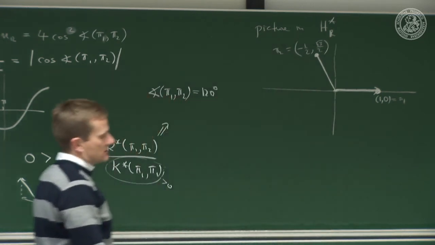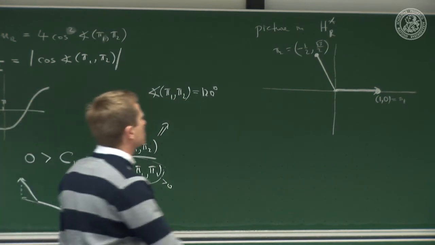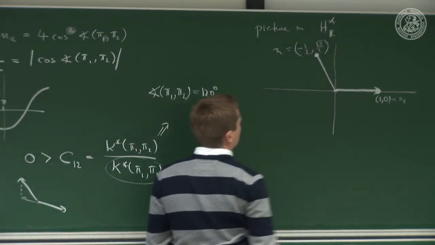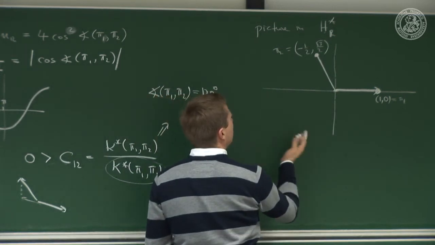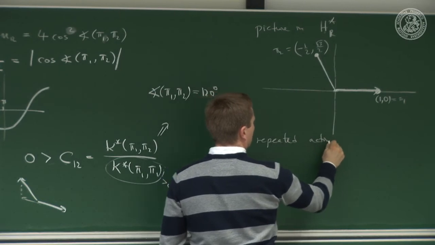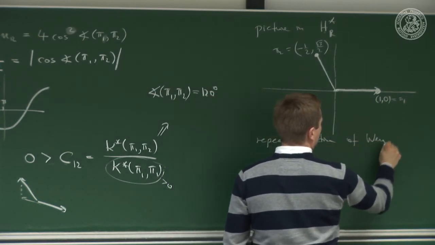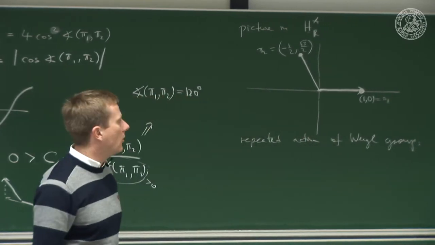Well, at least it generates this. Well, you see pi1, pi2 are, well, yeah, it's fine. It's these functionals, so it's the space of the functionals. It's two-dimensional. So now, by repeated action of the Weyl group, we should recover all the roots.